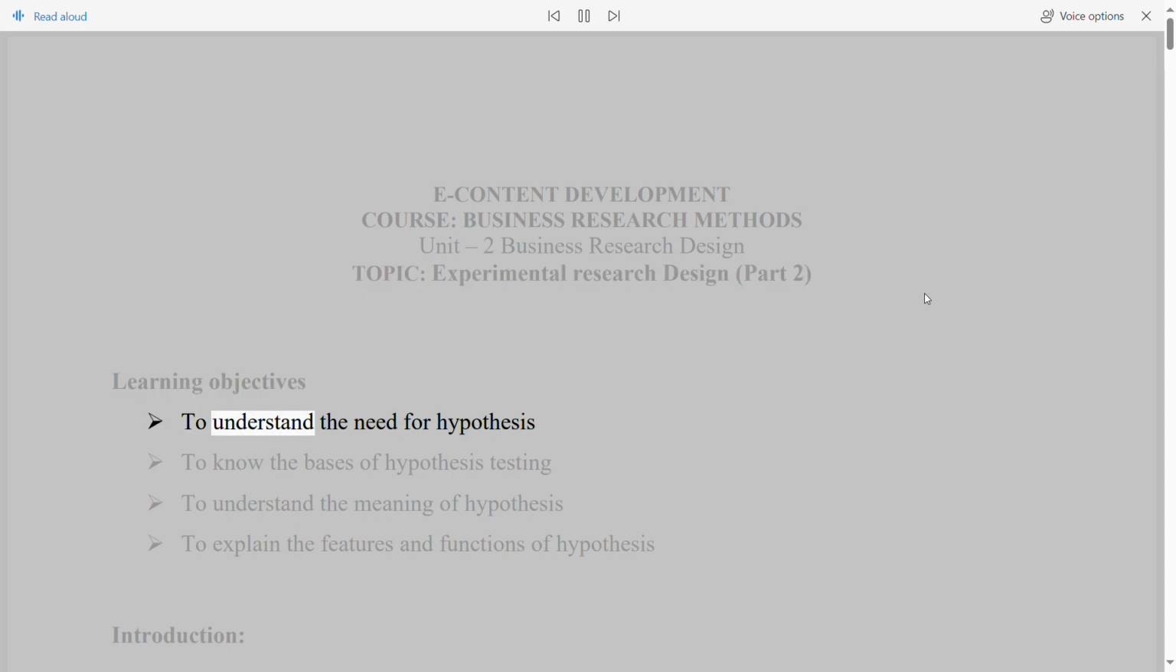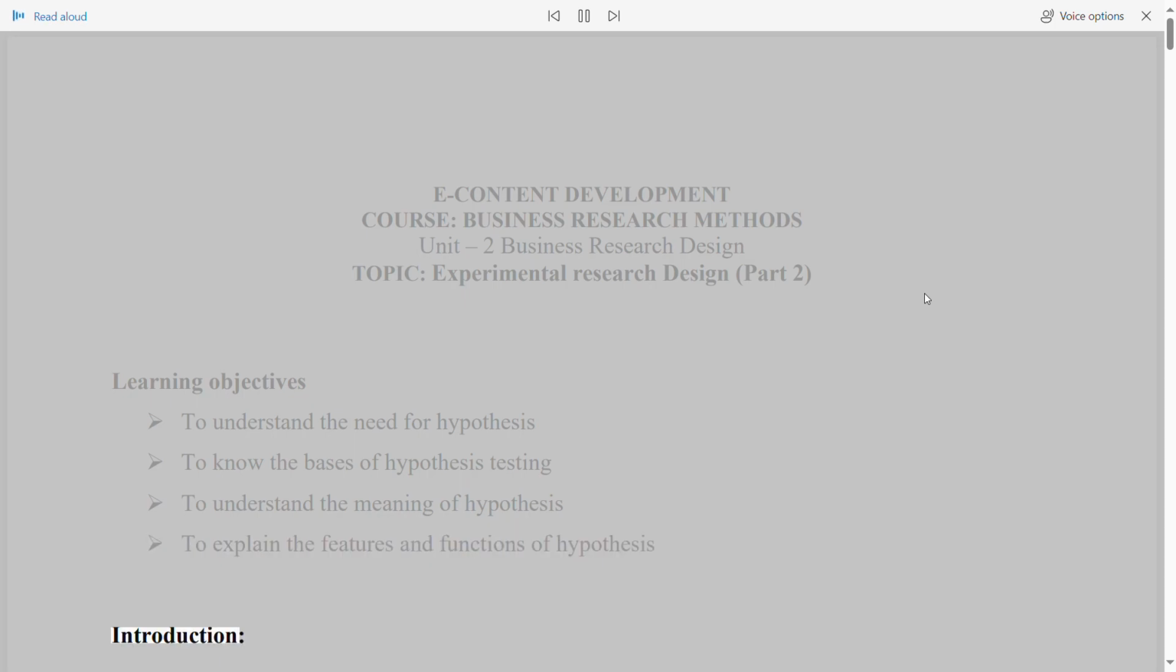To understand the need for hypothesis. To know the basis of hypothesis testing. To understand the meaning of hypothesis. To explain the features and functions of hypothesis.